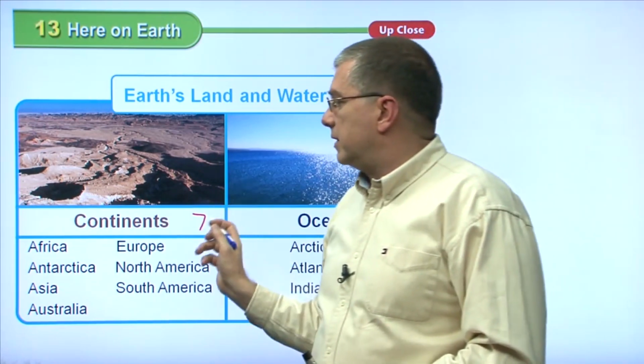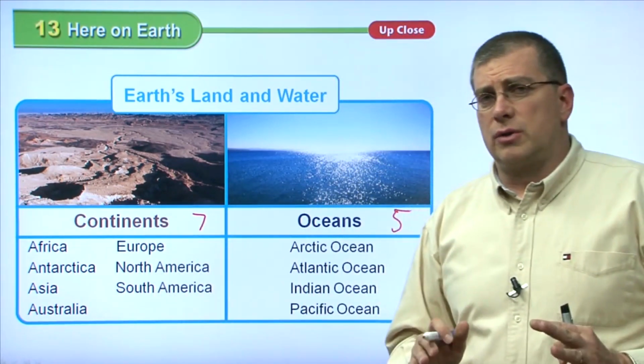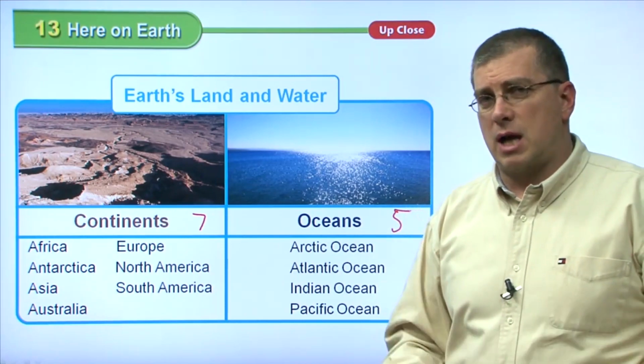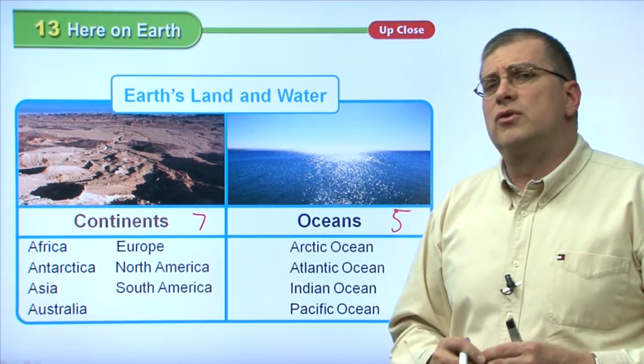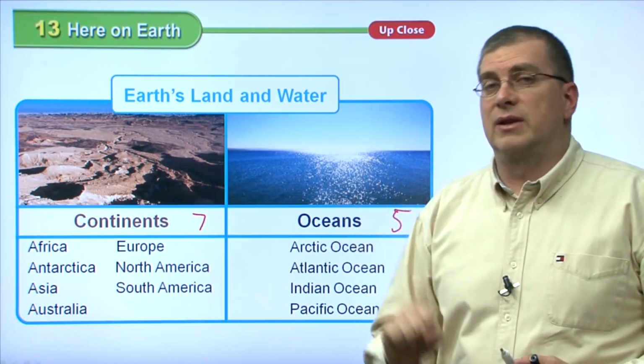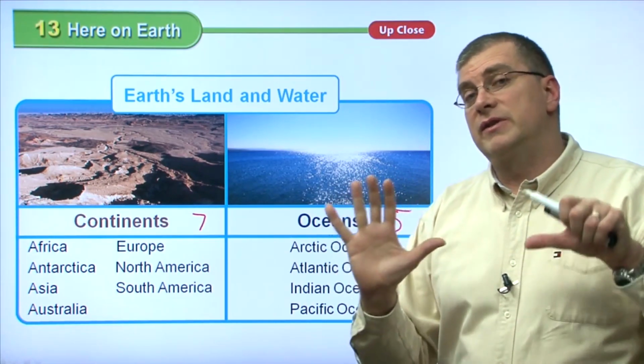Now, there are 7 continents. American school children are taught that there are 7 continents. It's interesting because in other countries, sometimes school children are taught there are only 5 continents. In some countries, there are 6 continents.